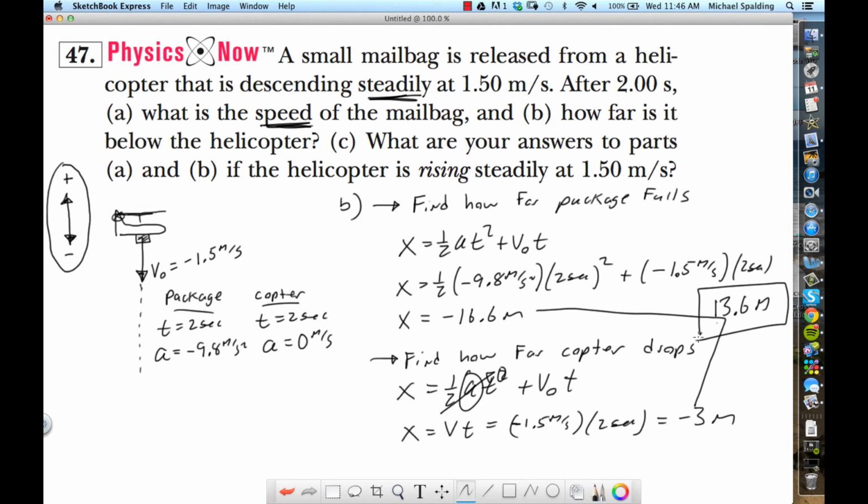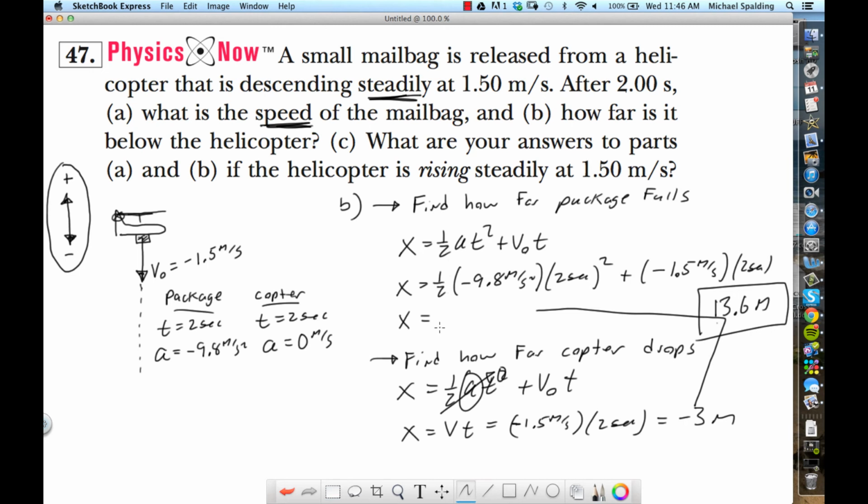Wait, for the first part on the x equals 1/2 at squared, why is that 16.6 instead of 22.6? Well, let's see. Did I calculate it wrong? Yeah, you did. Hold on. Maybe I calculated it wrong. 4 times 4. Because you never did the second part. Spaldo is not crushing this. Correction here. Thank you. I punched this in wrong.